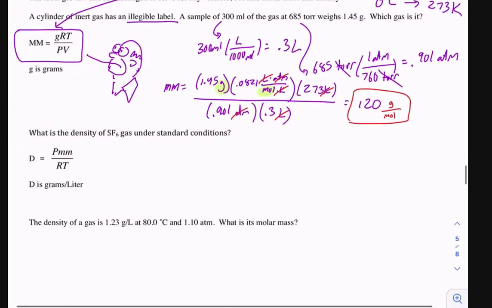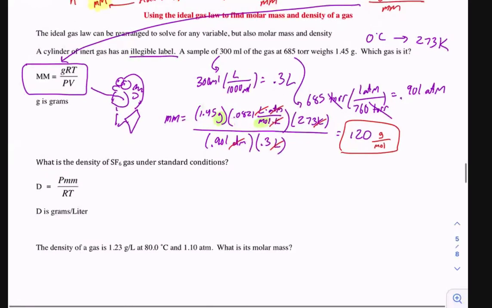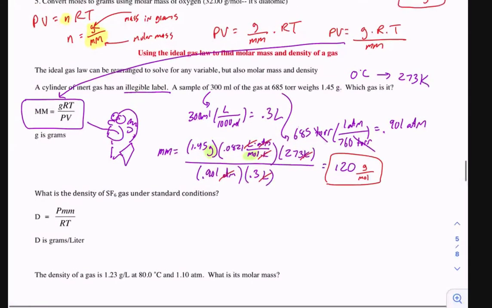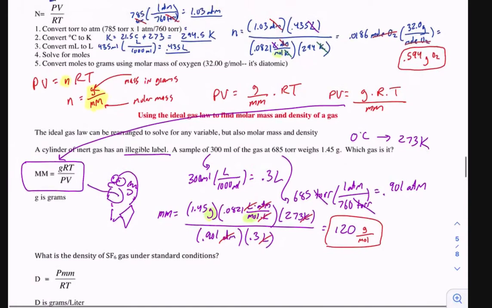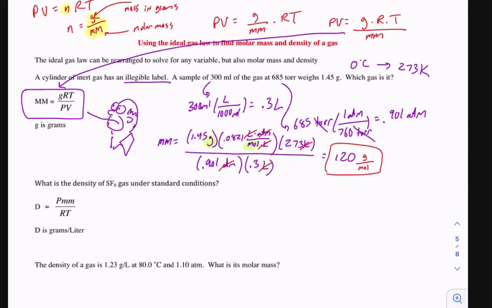Okay. Are you guys okay with taking the ideal gas law, substituting in moles, and giving us a new version of the equation?